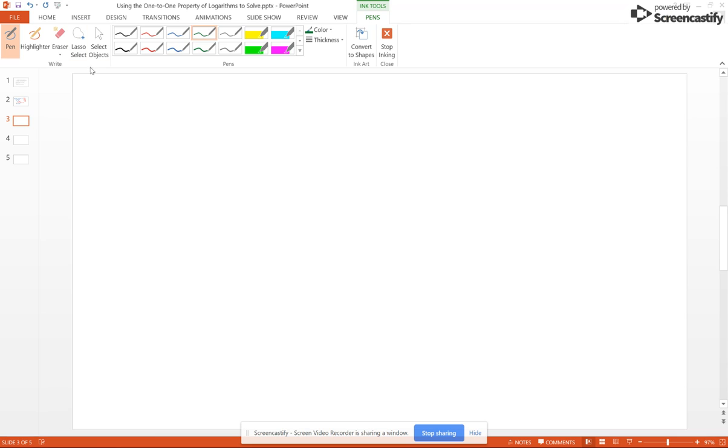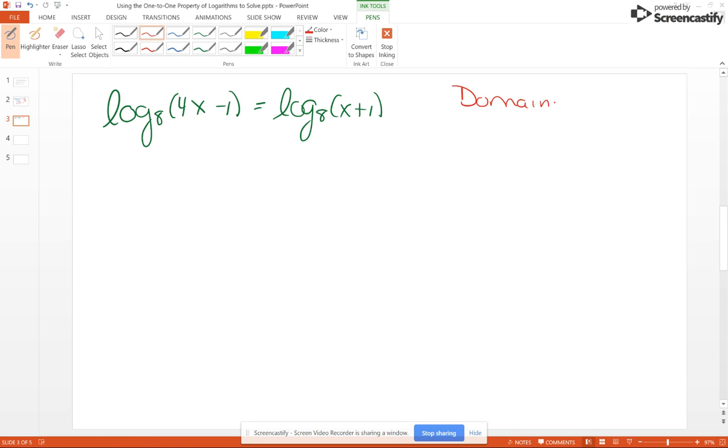Let's look at log base 8 of 4x minus 1 equals log base 8 of x plus 1. So once again, our domains. We have 4x minus 1 greater than 0. Add 1, divide by 4, would be x greater than 1/4. And then here we're going to have x plus 1 greater than 0, which means x greater than negative 1. The one that is more restrictive is the one we're going to pay attention to.